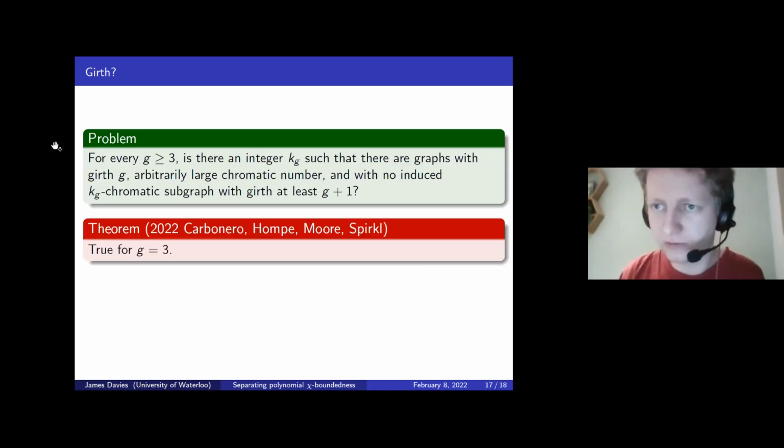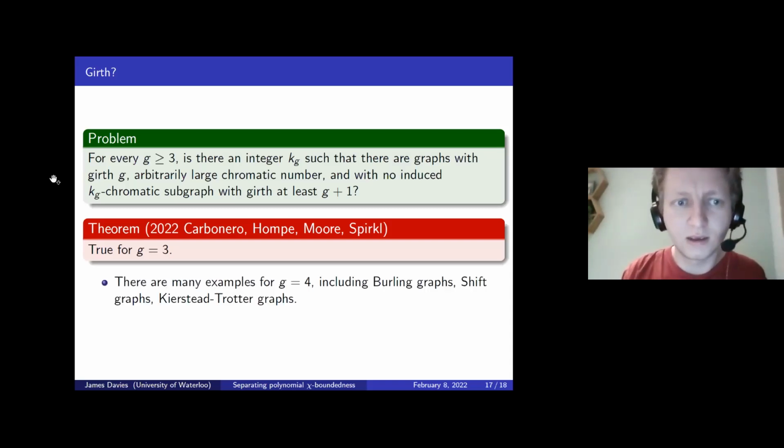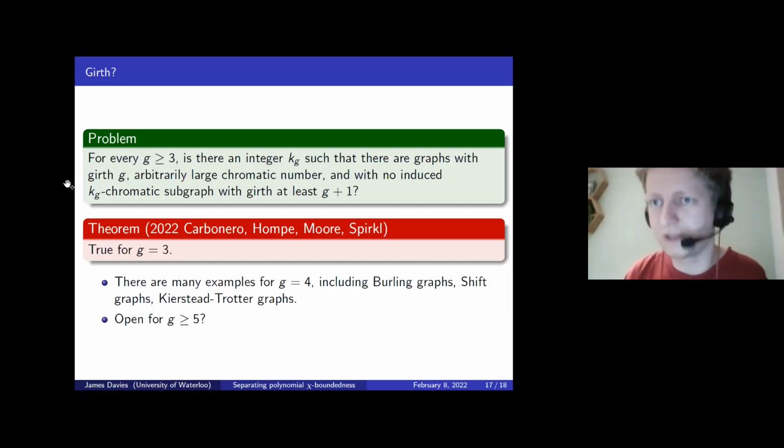This breakthrough Sophie was talking about says that this is true for g equal to 3. For g equal to 4, there's actually a lot of examples that show this. So the prime equals p equals 2 case of this construction also shows it, but also shift graphs and Berlekamp graphs are also examples which show this for girth 4. But then, as far as I know, this is completely open for any higher girth after this.